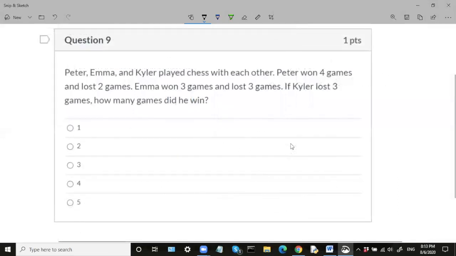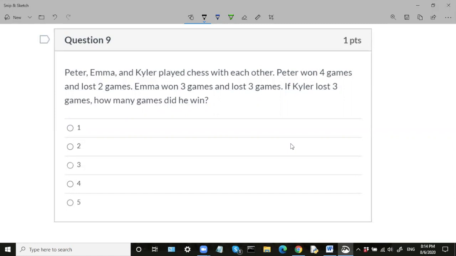D. Problem 9. Peter, Emma, and Kyla play chess with each other. Peter won 4 games and lost 2 games. Emma won 3 games and lost 3 games. If Kyla lost 3 games, how many games did he win?